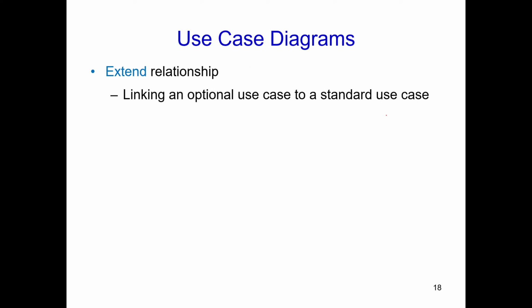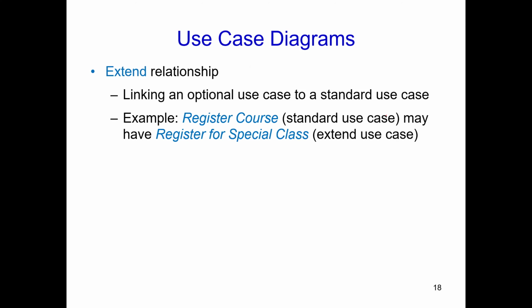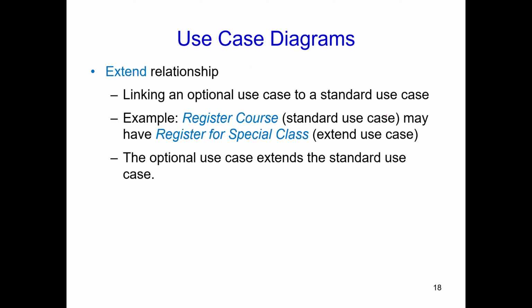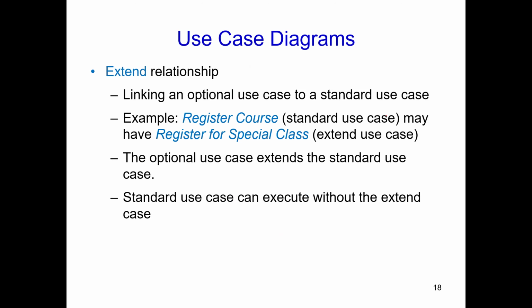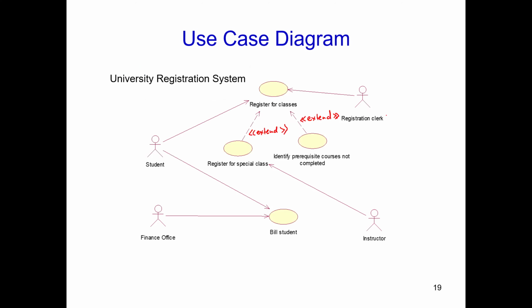Use case diagram, extend relationship, linking an optional use case to a standard use case. So for example, if you register for a course, you may have a register for special class. The optional use case extends the standard use case, and the standard use case can execute without the extend case. So this is what I'm referring to. If you register for a class, you can have some use cases that are connected to that registration. And then maybe you have some interaction with the instructor here in terms of letting you into one of those courses.